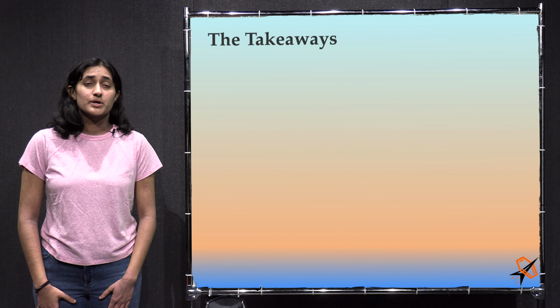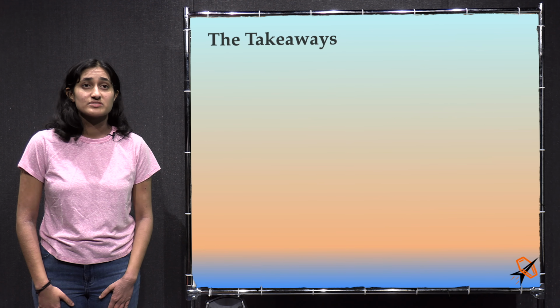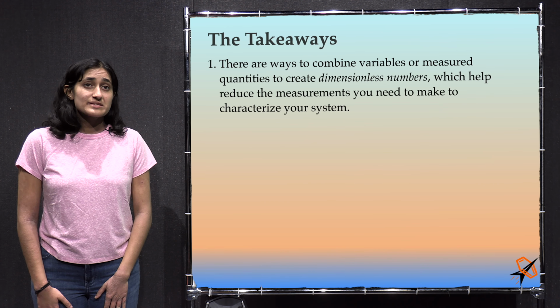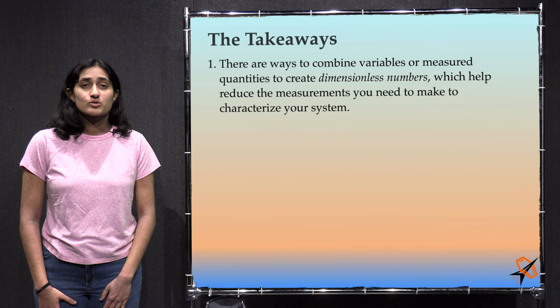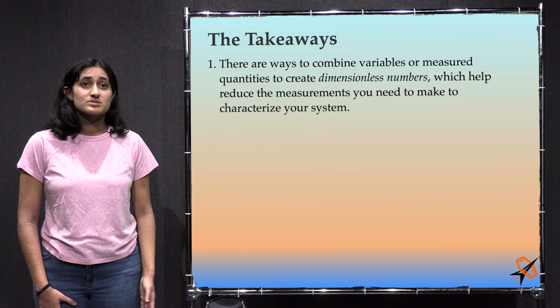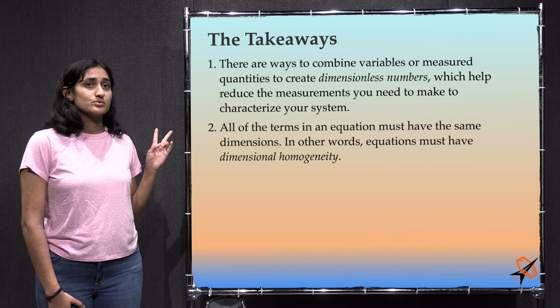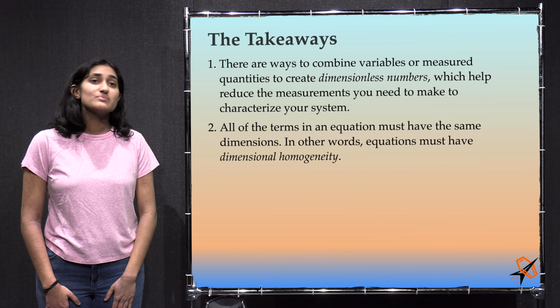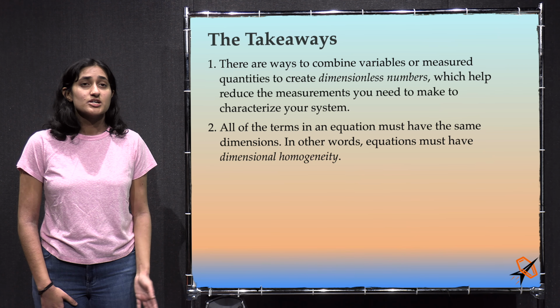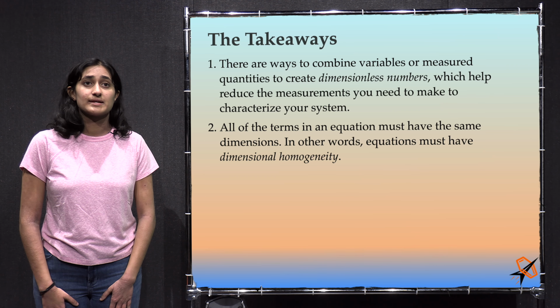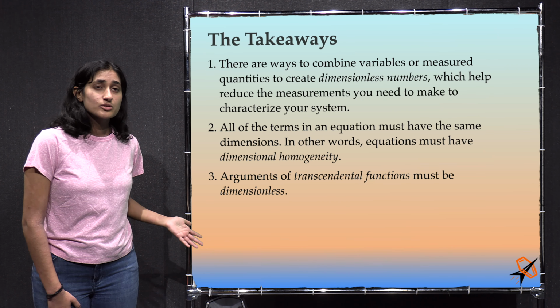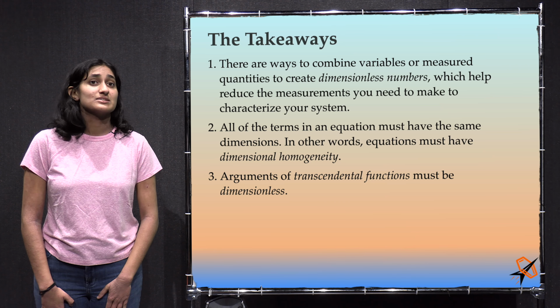The takeaways for this video are the same as the first three takeaways for the previous video. 1. There are ways to combine variables or measured quantities to create dimensionless numbers, which help reduce the measurements you need to make to characterize your system. 2. All of the terms in an equation must have the same dimensions. In other words, equations must have dimensional homogeneity. 3. Arguments of transcendental functions must be dimensionless.